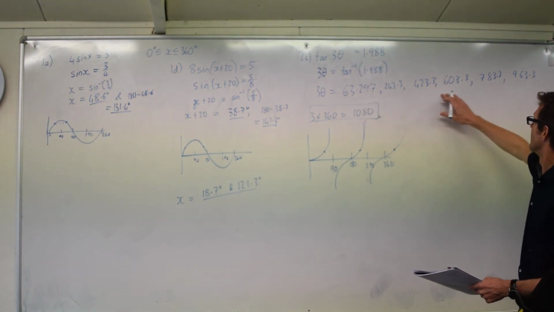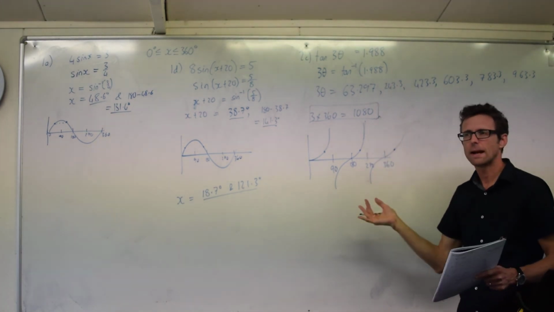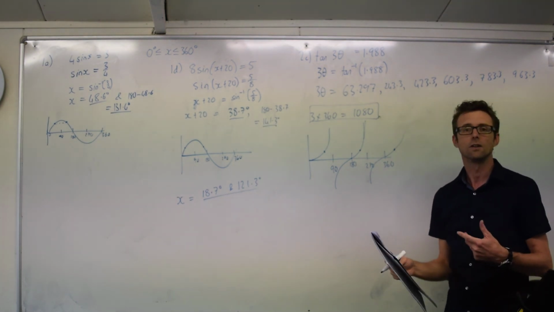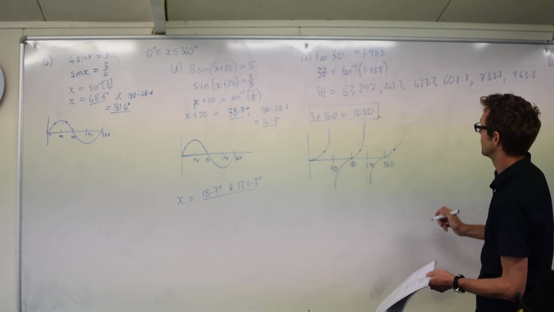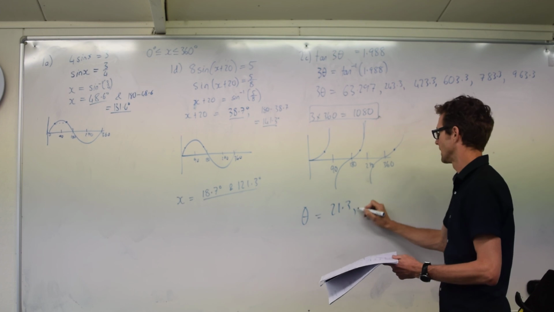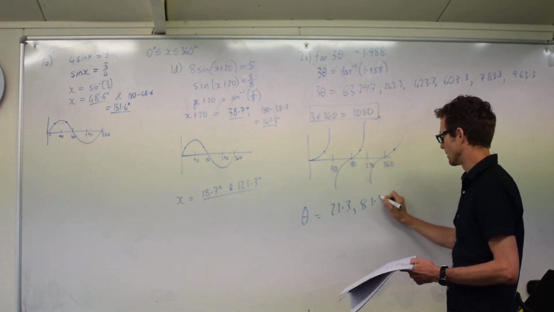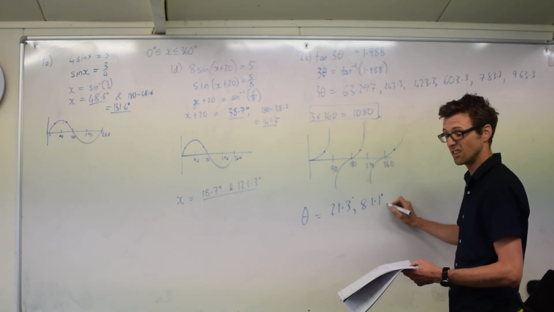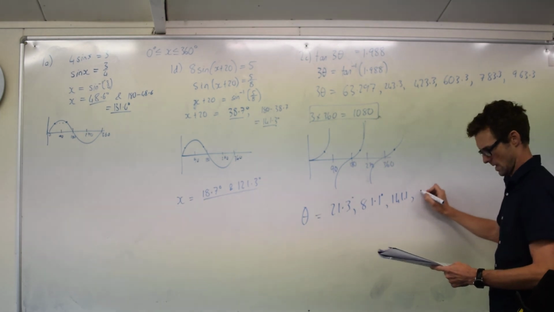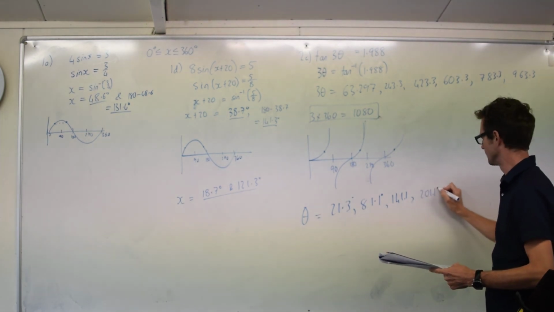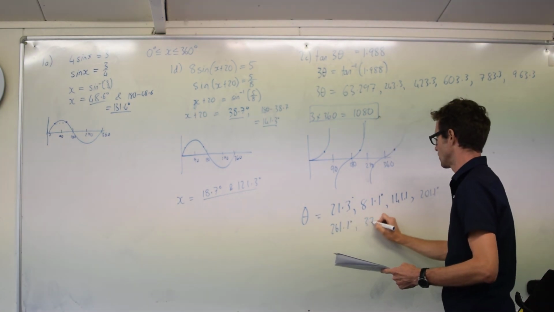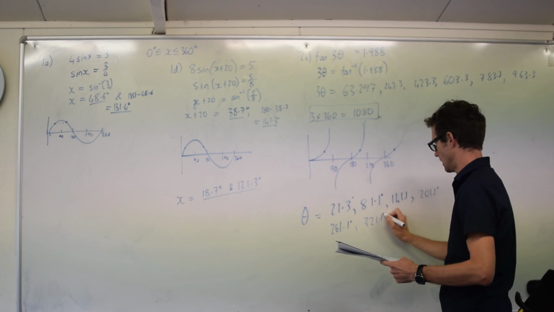Okay, so the final step, what are we going to do? Think about it. We've got 3 theta equals all of these values. Our last step is going to be divide by 3. So we divide all of those by 3. And therefore, theta is going to be 21.3, 81.1, should put my degree signs in, I guess, 141.1, 201.1, 261.1, 321.1. There we go.